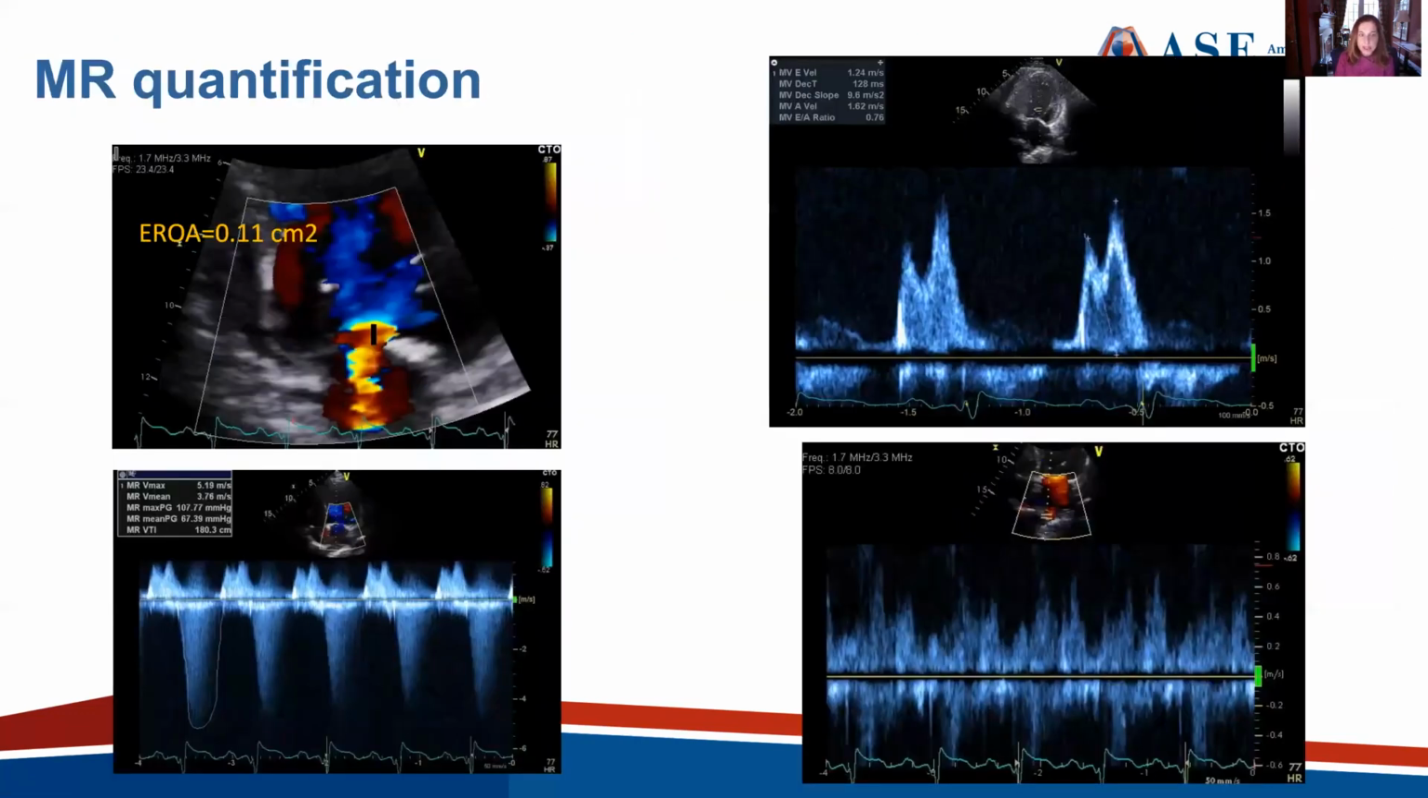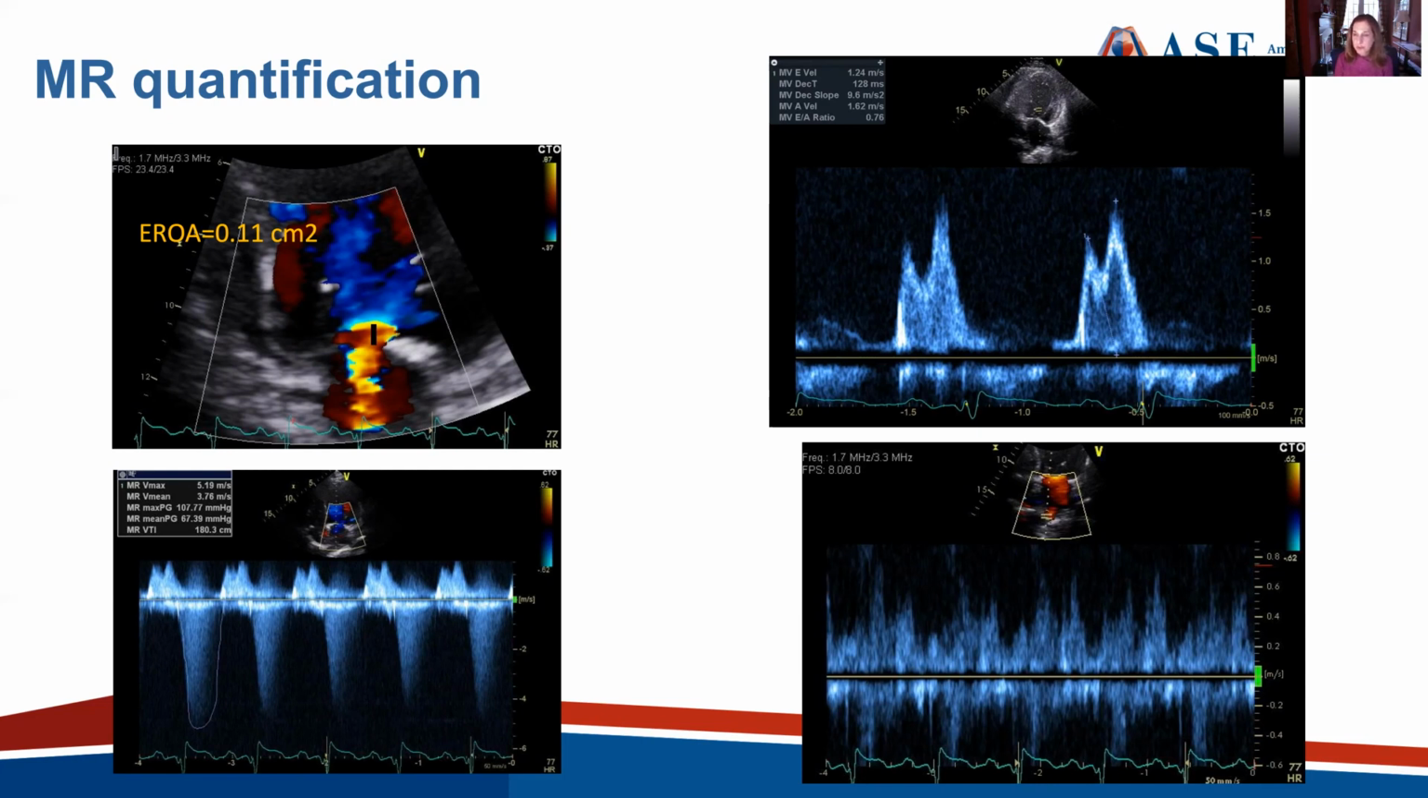If we look at our quantitative parameters, our ERO has decreased to 0.11 centimeters squared. You see that the jet of the spectral Doppler signal of the mitral regurgitation is less dense. We now have A wave predominance in the mitral inflow instead of E wave predominance, and we start to see evidence of a more prominent S wave. So all markers that mitral regurgitation has become less severe as a result of goal-directed medical therapy, which improved the function of the left ventricle.